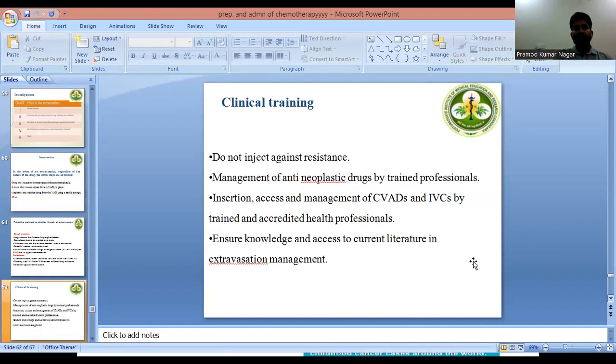In the clinical training, do not inject against resistance. This is training for all the healthcare workers who are directly or indirectly involved in chemotherapy. It is advisable that if you feel some kind of resistance, do not inject. Anti-neoplastic drugs should be managed by trained professionals, insertion, access, and management of central or IV lines by trained or accredited healthcare professionals, and share knowledge and access to the current literature on extravasation management.